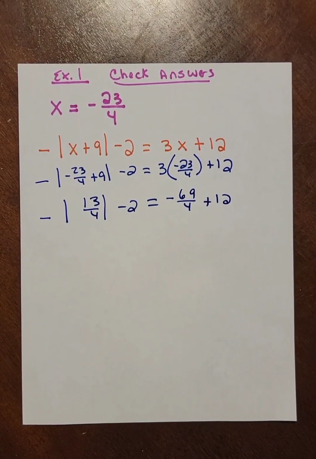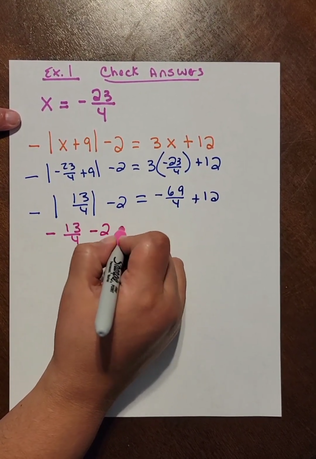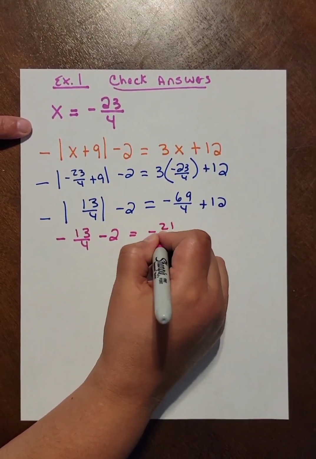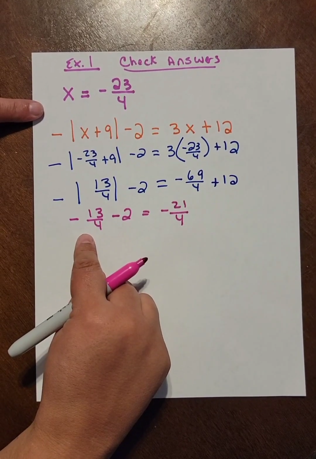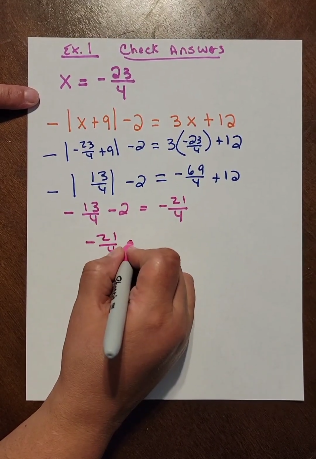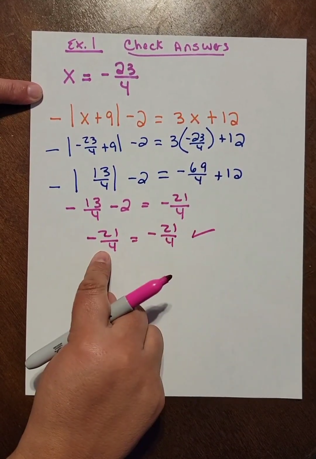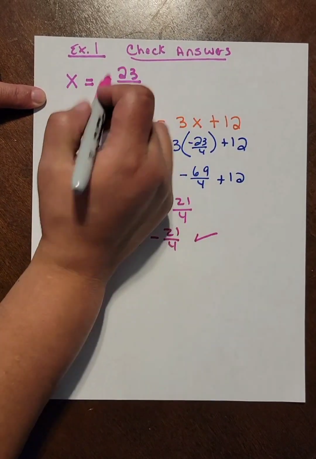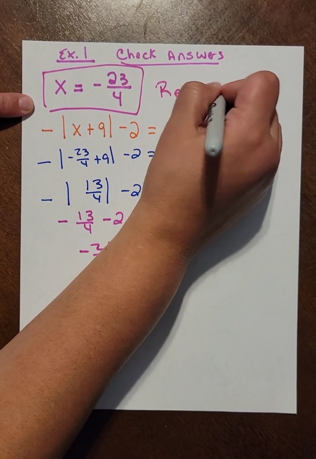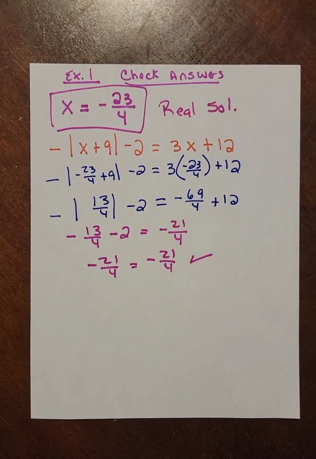So the absolute value of 13 over 4 is just 13 over 4, so I remove it from the brackets. And when I add negative 69 over 4 plus 12, I get negative 21 over 4. On the left side, when I do negative 13 over 4 minus 2, I get negative 21 over 4. And the right side I already had negative 21 over 4. Since the left side equals the right side, that means that my answer of negative 23 over 4 is a real solution.